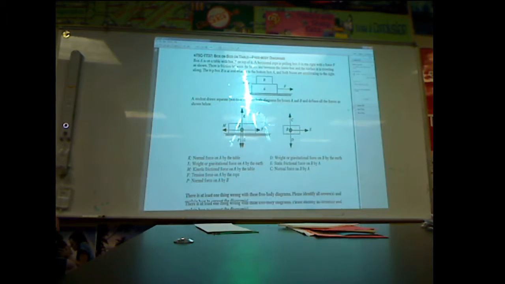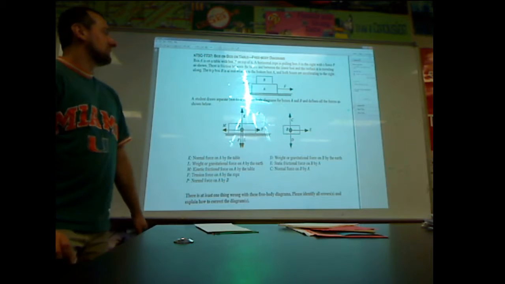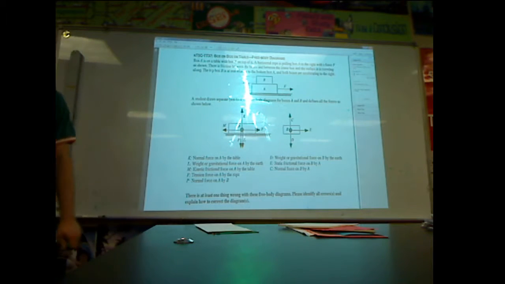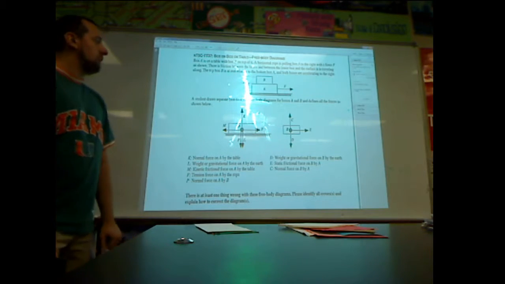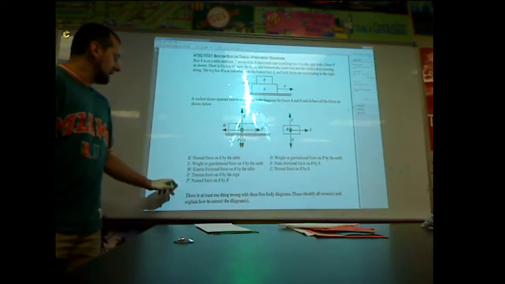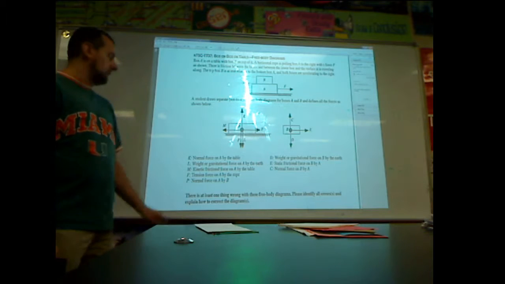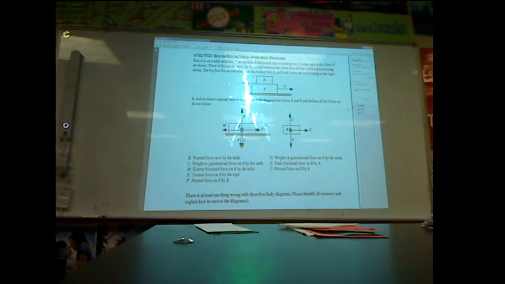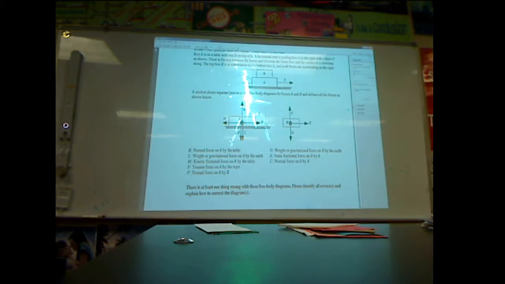Okay. So, free body diagrams. So we did two separate free body diagrams on the objects. Alright? And he has the labels and what the forces mean. There is at least one thing wrong. Let's just do what it says to do. Don't explain everything. Identify all error or errors and explain how to correct them. Alright, let's do this, guys.